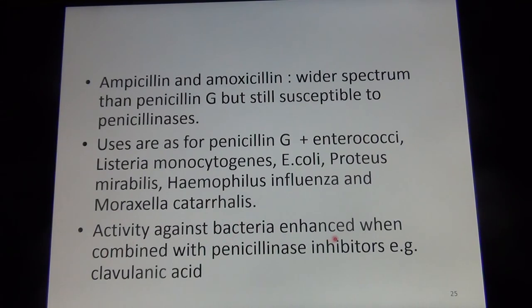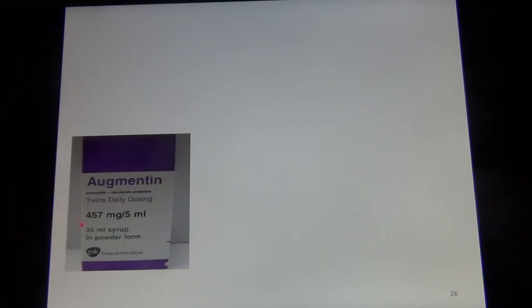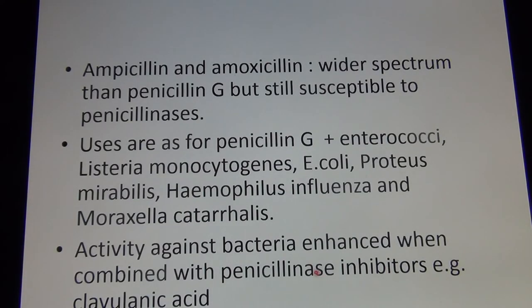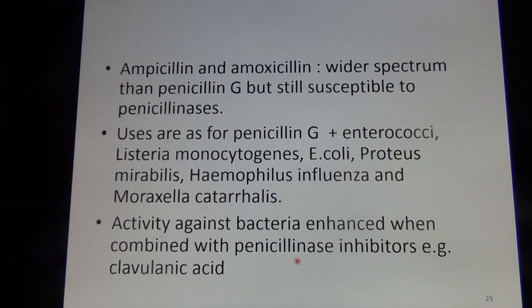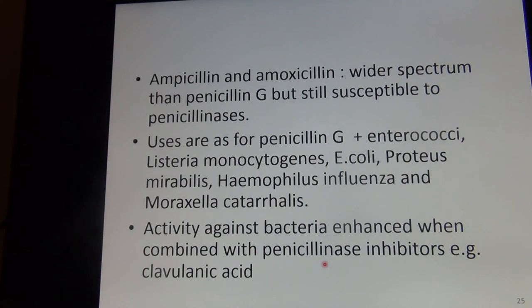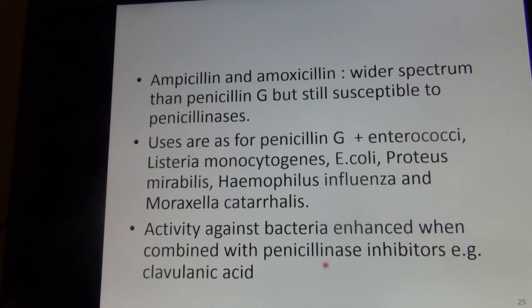And activity against bacteria by these two penicillins, ampicillin and amoxicillin, will be enhanced when they are combined with penicillinase inhibitors, for example clavulanic acid. So the famous example is Augmentin. So we know that Augmentin is actually a combination of amoxicillin and clavulanate potassium. So the clavulanate is given to act on the penicillinase. So when you inhibit the penicillinase, you will protect the beta-lactam ring from the action of the bacteria. So that will maintain the activity of the antibiotic because of the presence of the beta-lactam ring.